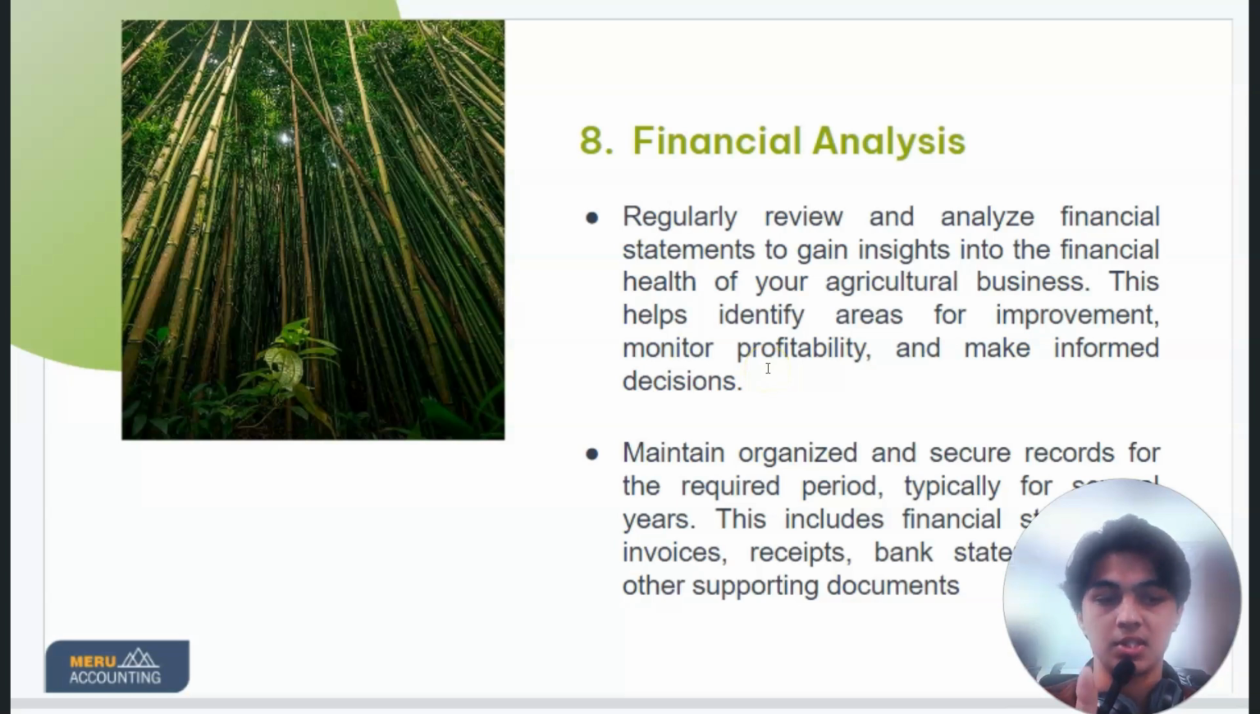So for this, you have to do a financial analysis, and also you have to maintain, organize and secure the records that are required for certain periods. Typically they are required for several years. This will include your financial statements, your invoices, your receipts, your bank statements and any other supporting documents. All of this will be included to do the financial analysis.